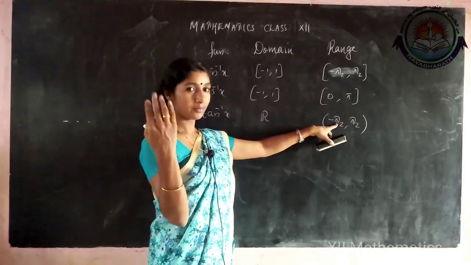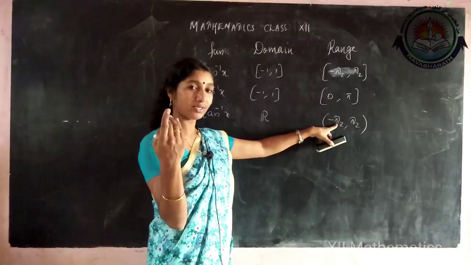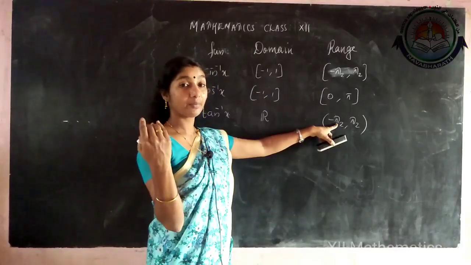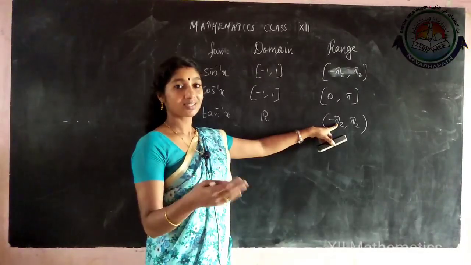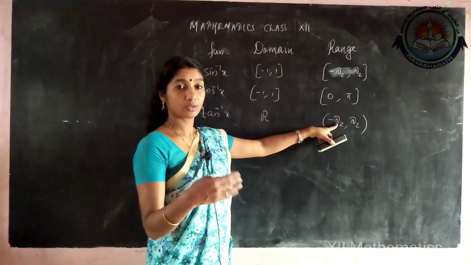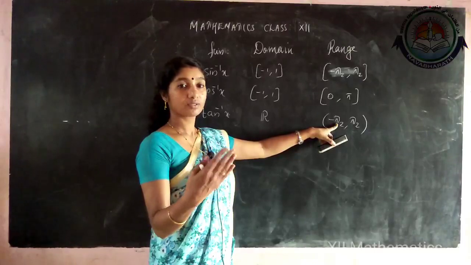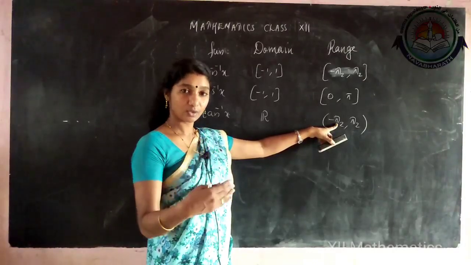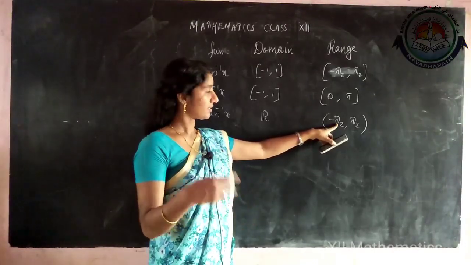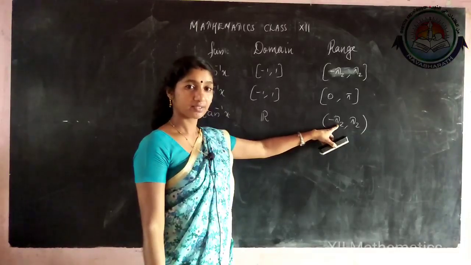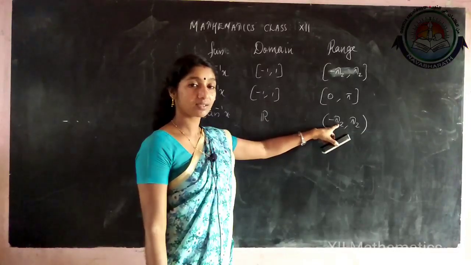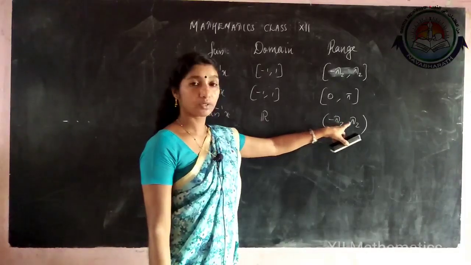the restricted domain for tan x is the open interval minus pi by 2 to pi by 2, because cos is 0 at that point. So sine by 0 will come, tan is equal to sine by cos, so by 0 will come, that is why it is not defined. That is why at odd multiples of pi by 2 it is not defined. So the domain of tan x will be minus pi by 2 to pi by 2.